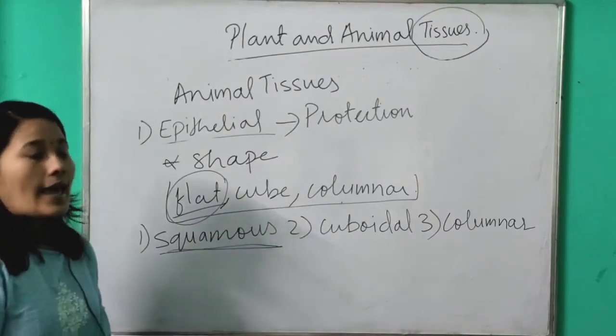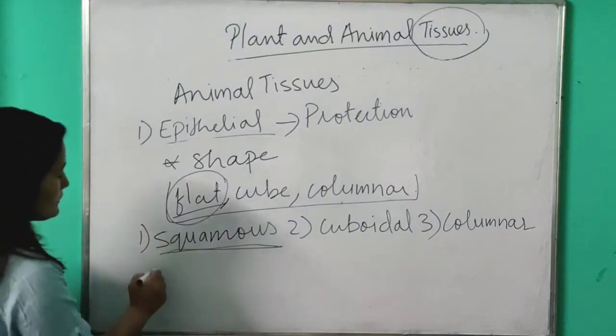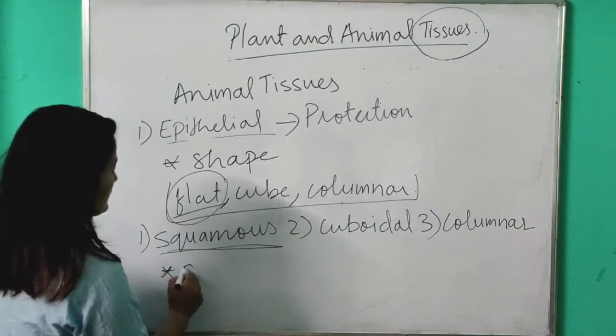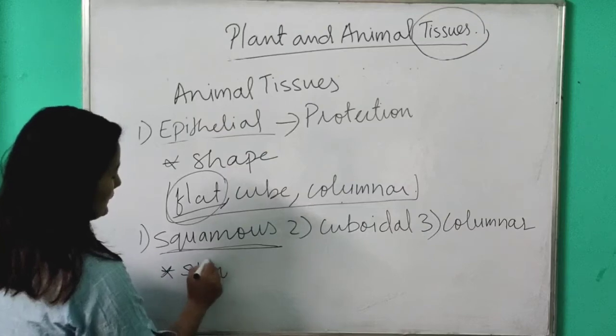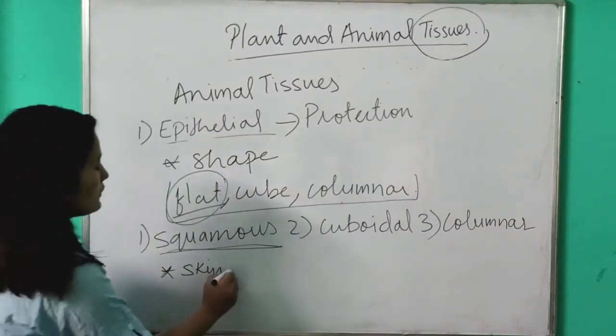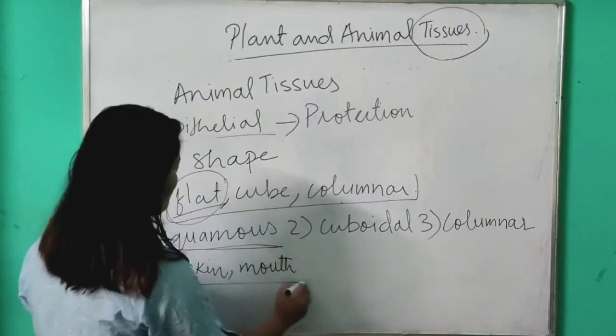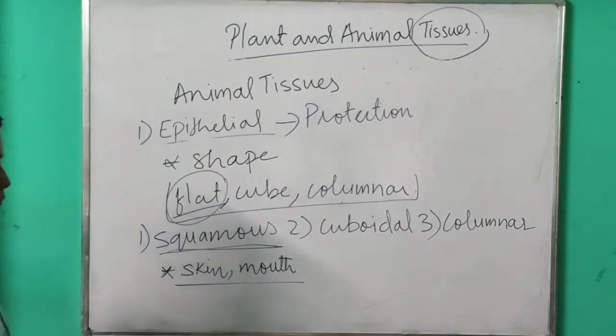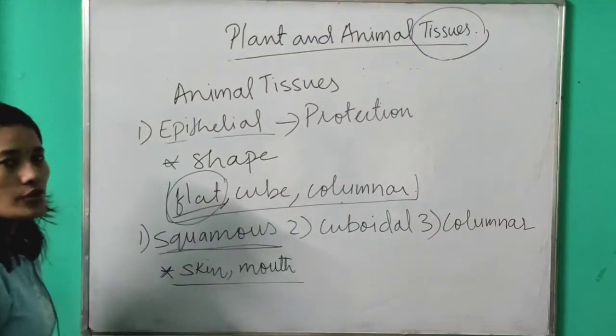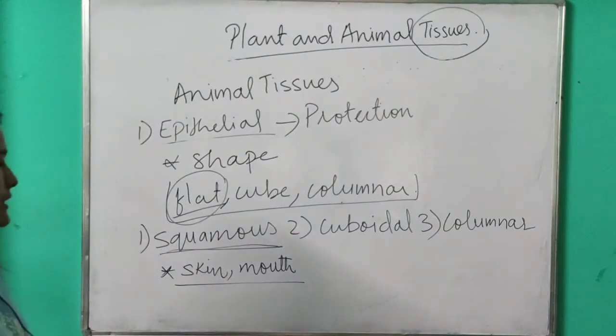Now squamous, if you look at the cell of a squamous tissue, they are flat, okay. And where are they present? This squamous epithelial is mainly present in the skin, even in the lining of the mouth, okay. Now what does it do? So as we know, skin, what is the role of a skin? Protecting us from the harmful germs. So similarly, it protects us from the entry of harmful germs or prevents the cells from drying.